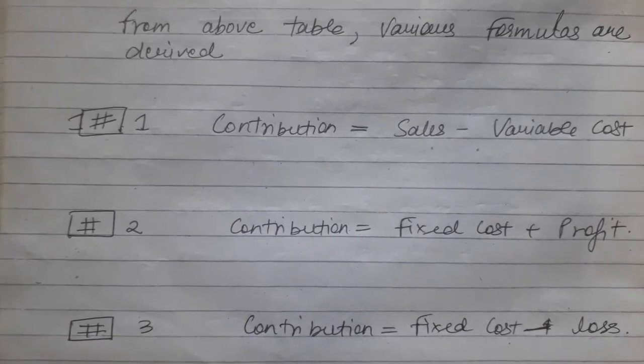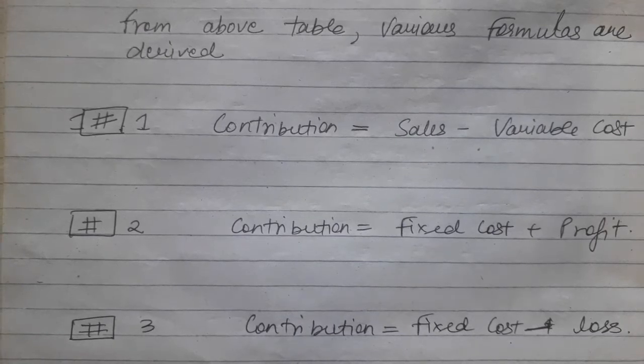So let us revise these three formulas of contribution. You should remember these three formulas while solving questions on contribution as well as PV ratio. The first formula is contribution is equal to sales less variable cost. Second formula, contribution is equal to fixed cost plus profit. And the third formula is contribution is equal to fixed cost minus loss.